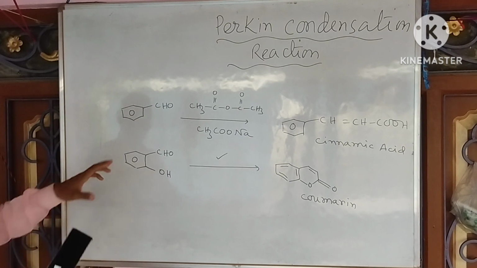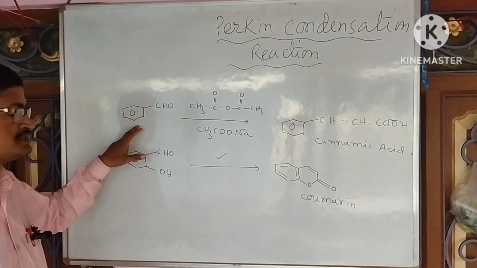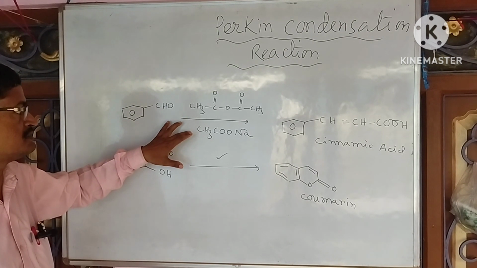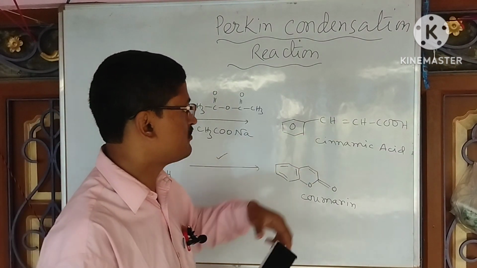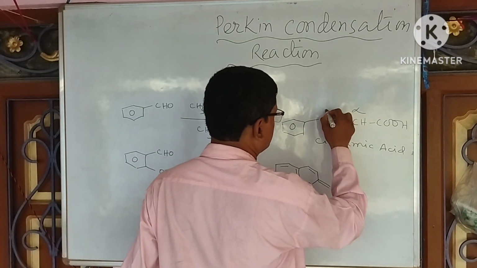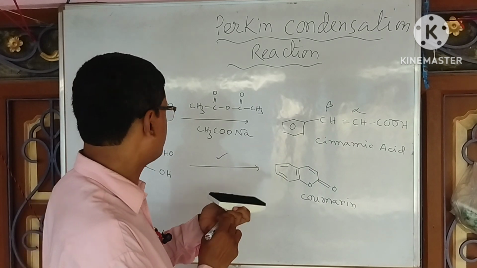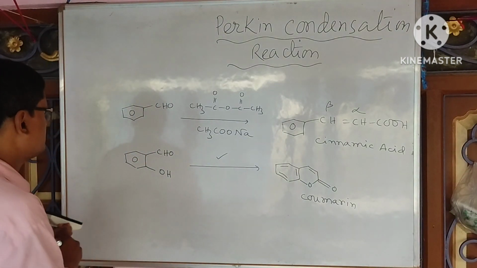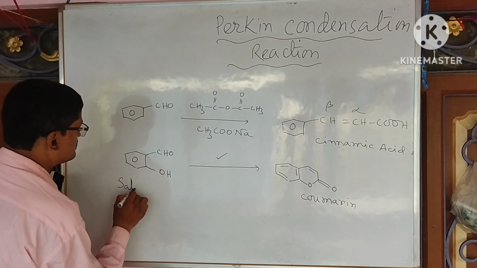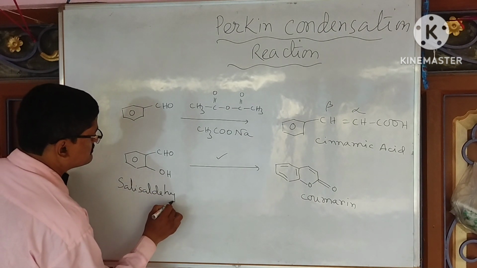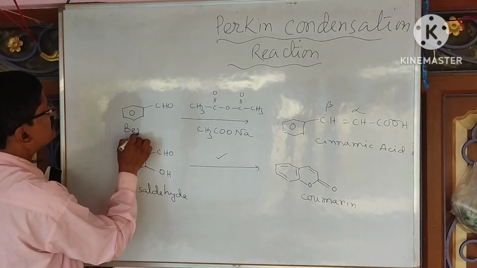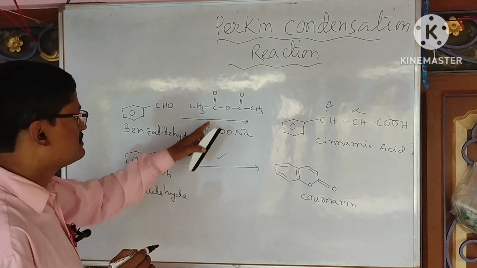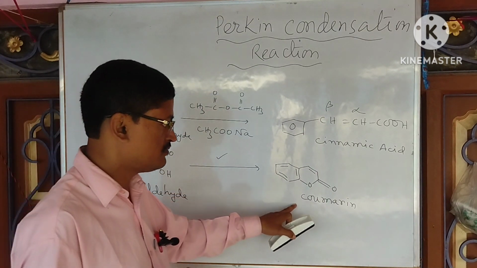In this reaction, aromatic aldehyde is taken as the starting material or reactant, and acetic anhydride and sodium acetate are taken as reagents, and the final product is an alpha beta unsaturated acid. In this particular case, the acid is cinnamic acid. If we start the reaction with salicylaldehyde, this is the benzaldehyde, this is salicylaldehyde, and the reagents will be the same as in the previous case. The product will be coumarin.